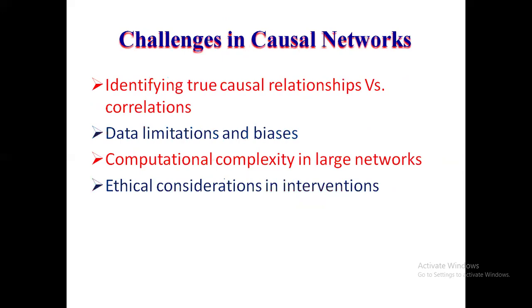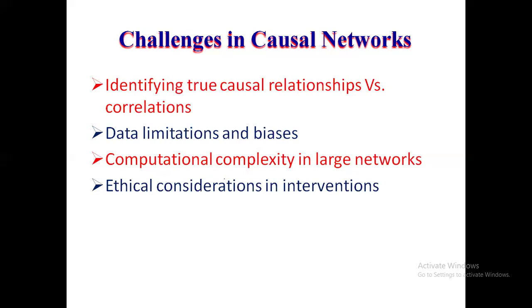Challenges in causal networks. We are facing some challenges also. Identifying true causal relationships versus correlations. Just because two variables are related does not mean one causes the other. For example, ice cream sales and drowning deaths both increase in summer, but ice cream does not cause drowning.